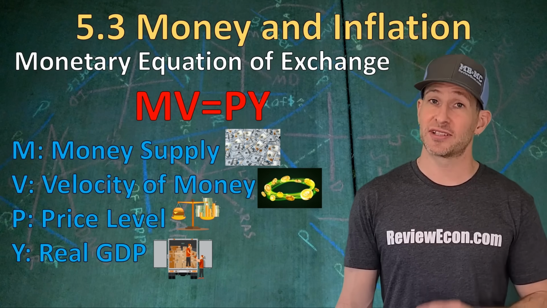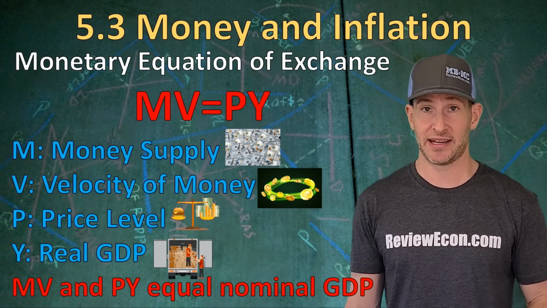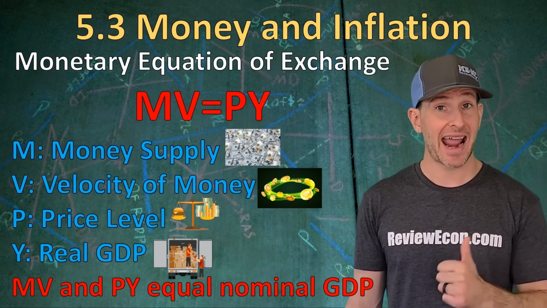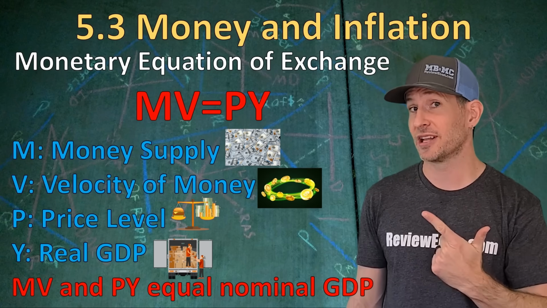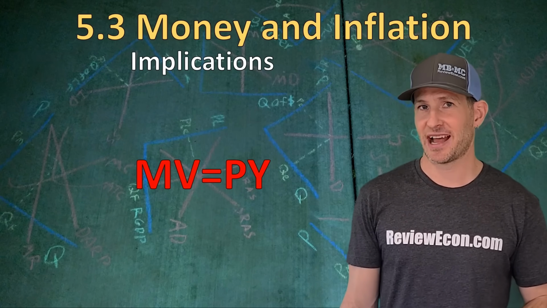The important thing to know is that both sides of this equation equal nominal GDP. The money supply times the velocity of money will equal nominal GDP, and the price level times the quantity of real output will also equal nominal GDP. Here are a few implications we have from this formula.